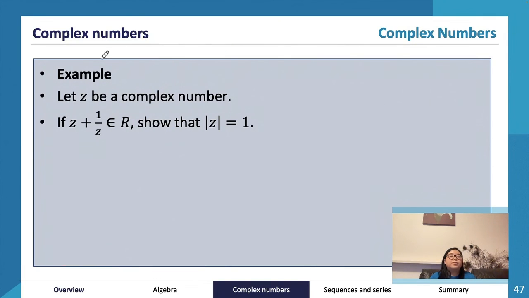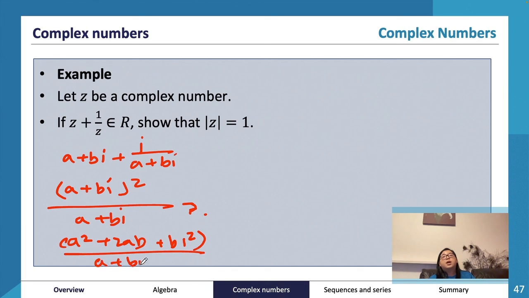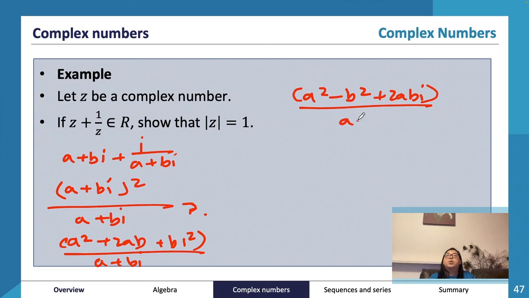Let's talk about the other way of looking at this as well, just for interest more than anything. Another way we can look at this is a plus bi plus 1 over a plus bi, and then we can also say a plus bi all squared over a plus bi belongs to z. So what that means is that we'll have this as a squared plus 2abi plus b squared i squared over a plus bi, and then we end up with a squared minus b squared plus 2abi, all over a plus bi, right?